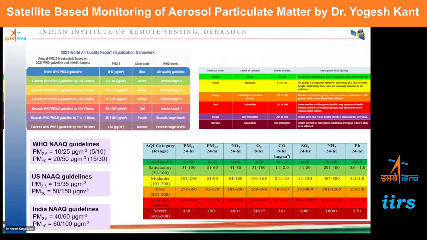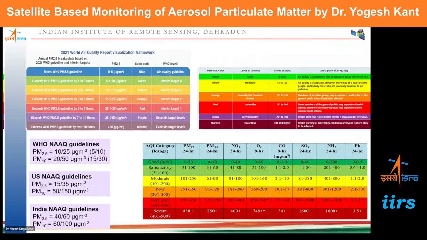You can see the PM2.5 categories: 0 to 30, 30 to 60. Less than 30 is good, 60 is satisfactory, 90 is moderate. And as it crosses 120 micrograms per meter cube on a 24-hour scale, it goes into the poor, very poor, and severe categories.